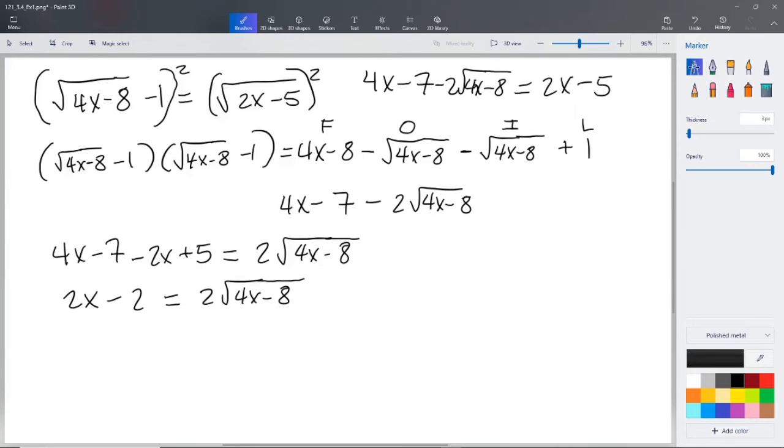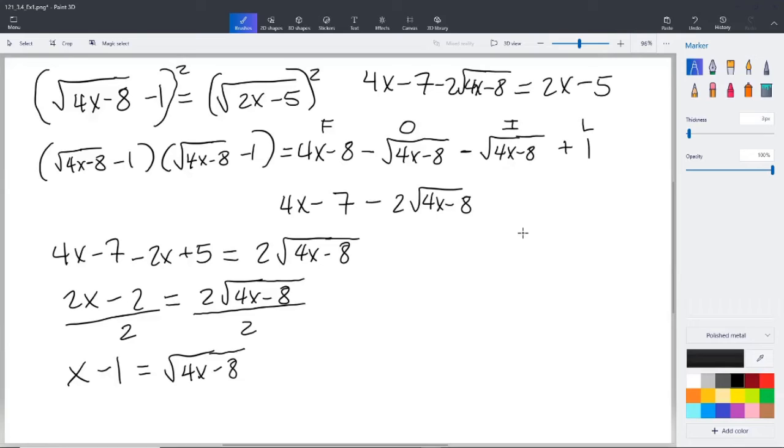Now, one thing I noticed right away at this step is that I've got a 2 and a 2 and a 2. I can't divide into a radical, but anything on the outside of a radical I can totally do. So I'm going to divide everything in here by 2 just to make the numbers a little bit smaller. When I take 2x and divide it by 2, I get just x. When I take 2 divided by 2, I get 1. Over here, I'm just going to have the radical of 4x minus 8. So I made my work a little bit easier to solve this.